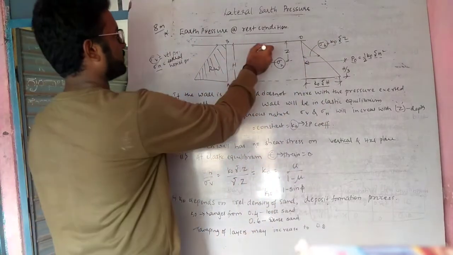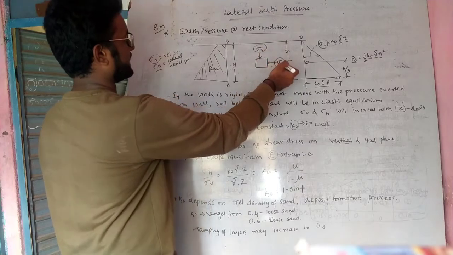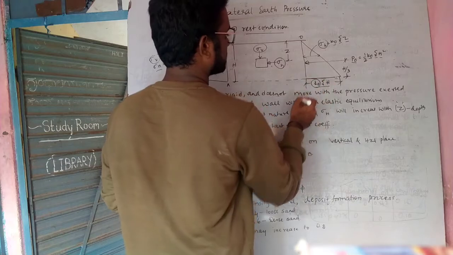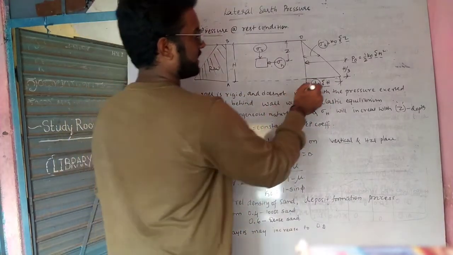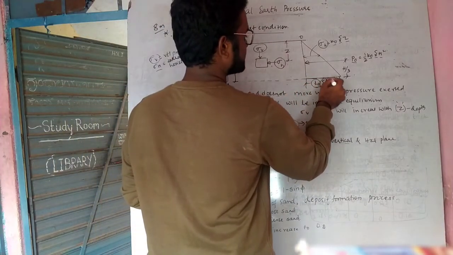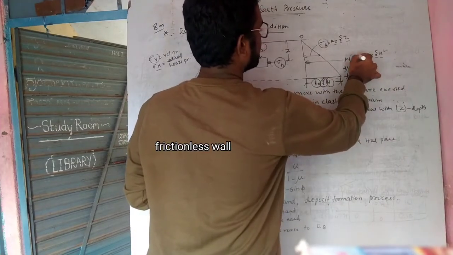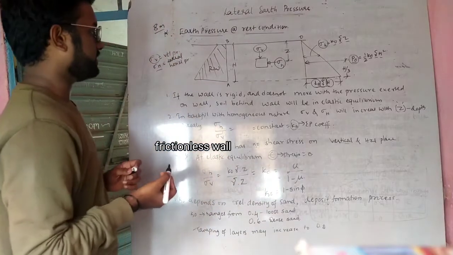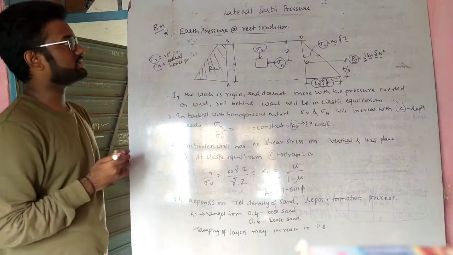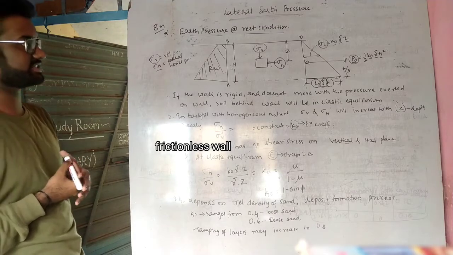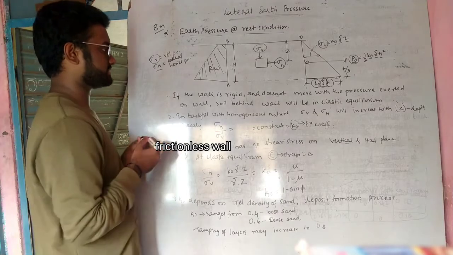So sigma v is the vertical pressure, sigma h is the lateral horizontal pressure, and K naught is the earth pressure constant at rest condition. Gamma is the unit weight, H is the height of the retaining wall, and here also the same, P naught is the pressure at the rest condition. Coming to the assumptions, let us discuss what happens when the earth pressure is at the rest condition.